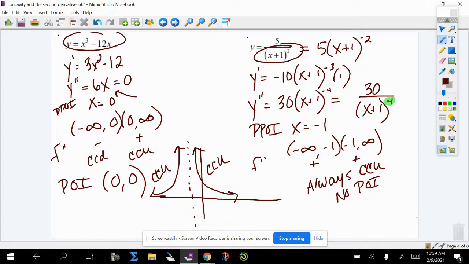So that's the basics of second derivative and concavity, how we find the intervals and how we find the points of inflection.